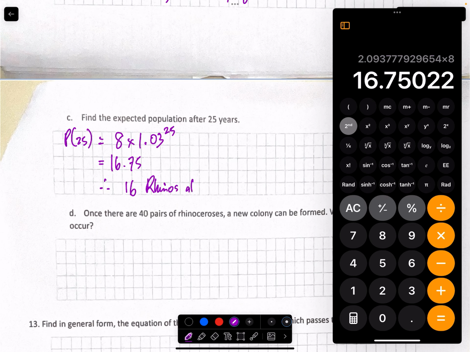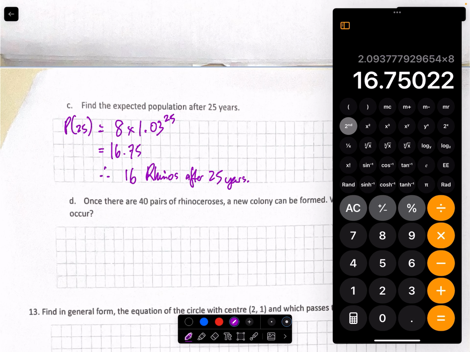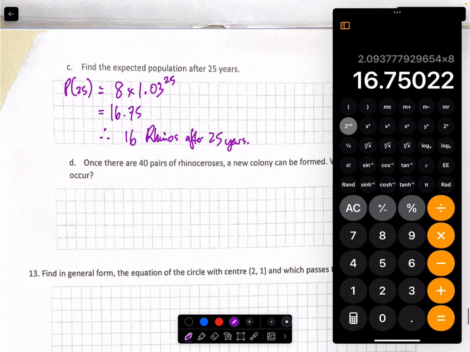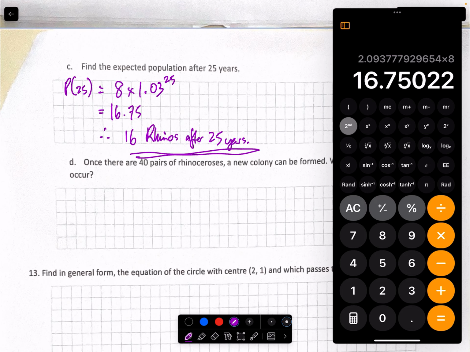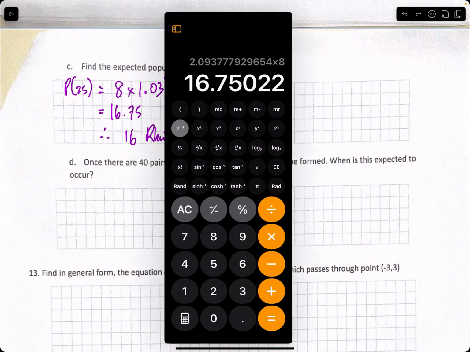Rhinos after 25 years. You may be wondering, why didn't I round up to the nearest rhino? Because 0.75 is not a complete rhino. So after 25 years, I'm still going to have 16 rhinos. It's going to take a bit longer than 25 years to get the full one. So when you're talking about real life things that exist, there's a little trick there. You need to round down to the nearest whole.